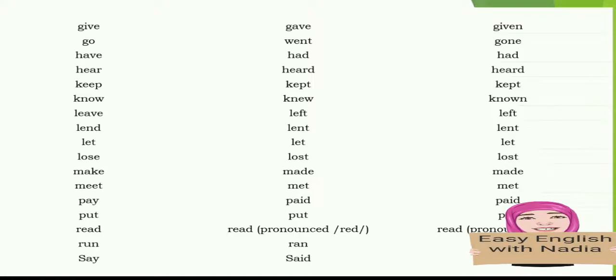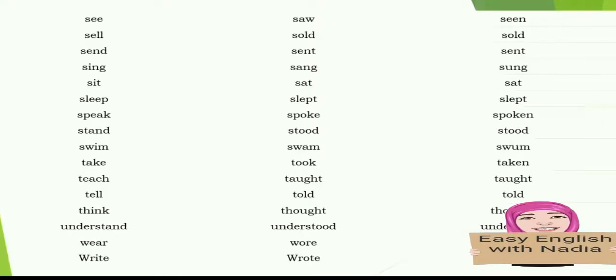Leave, left, left. Lend, lent, lent. Let, let, let. Lose, lost, lost. Make, made, made. Meet, met, met. Pay, paid, paid. Put, put, put. Read, read, read. Run, ran, run. Say, said, said. See, saw, seen. Sell, sold, sold. Send, sent, sent.